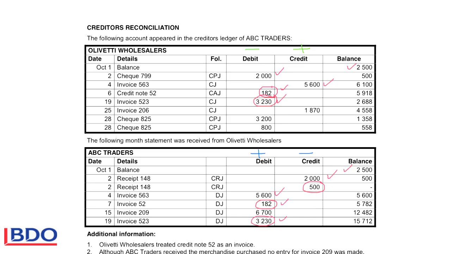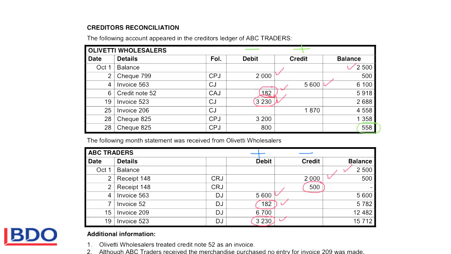And then if we look in the rest of the account, there are 3 additional entries in the creditors ledger that are not recorded in the statement. So we will have to determine where these mistakes were made. Then they give me additional information so that I can determine where all the mistakes were made. But before we start with the additional information, we must start our creditors ledger with the balance that we ended here. And the creditors ledger has a balance of 558.